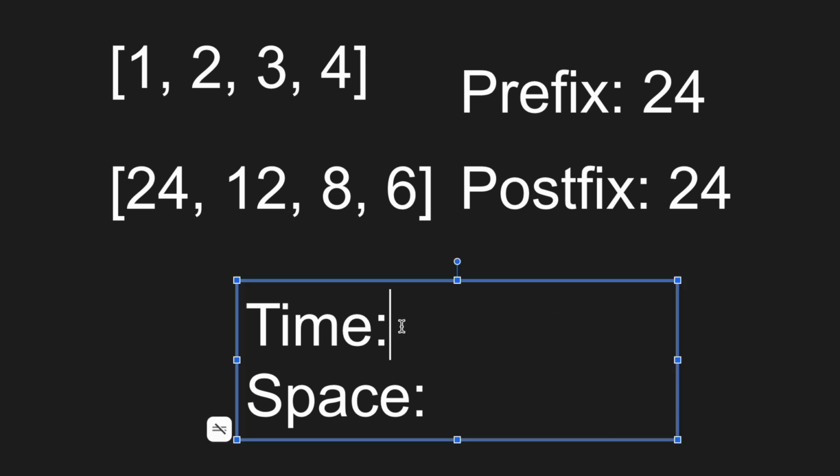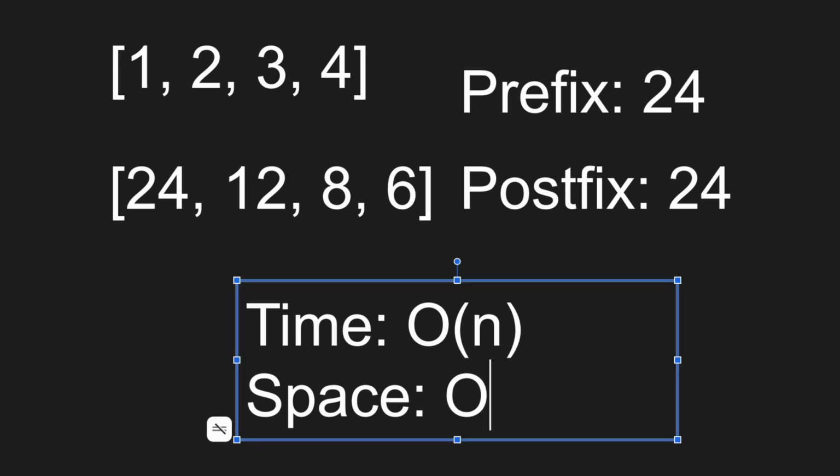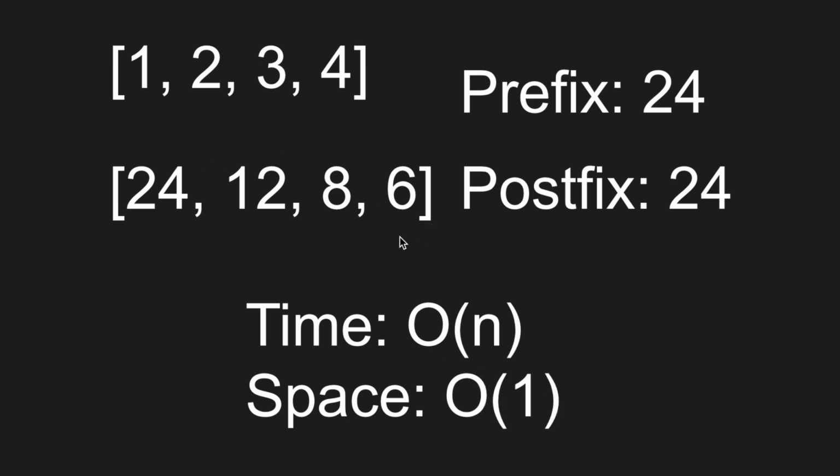So the time complexity would be O of n, where n is the length of nums, because we will go through nums once forward and once backwards, so it will always be n. And the space complexity would be O of 1, because we are returning this array, so this does not count as extra space. So now let's get to the coding part.